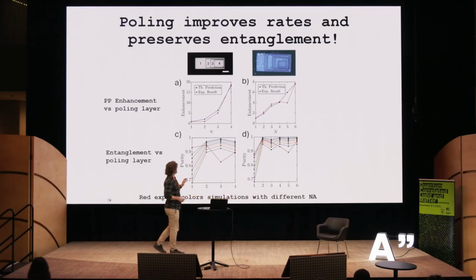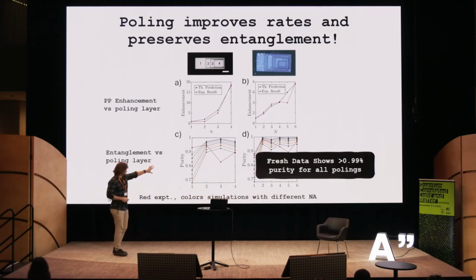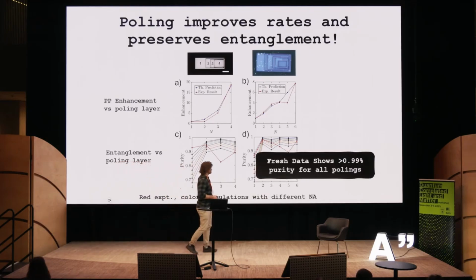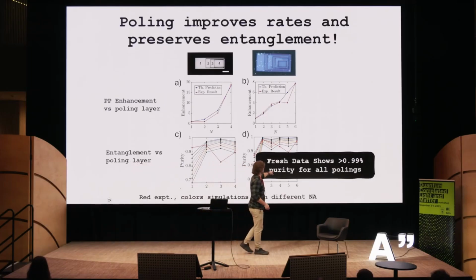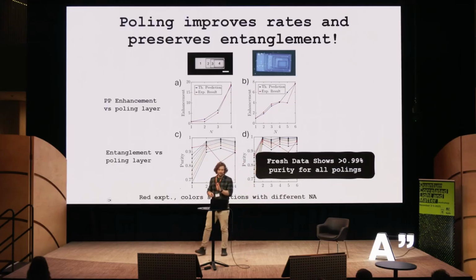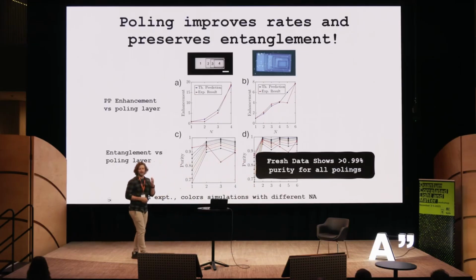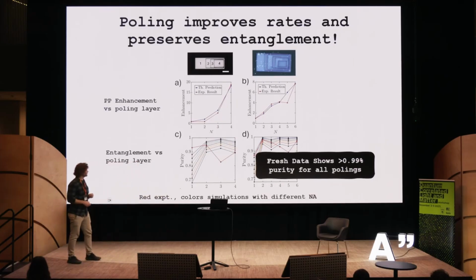But in any case, we then do tomography for each of these different layers. These are very noisy initial results, but I just got an email on Friday from my PhD student who retook this, taking care of some systematic data, but he hasn't replotted it yet. But we have 99% purity or higher from all of these poling periods. So even though we've introduced some phase matching, we still managed to keep everything coherent, so we have very high quality entangled states.